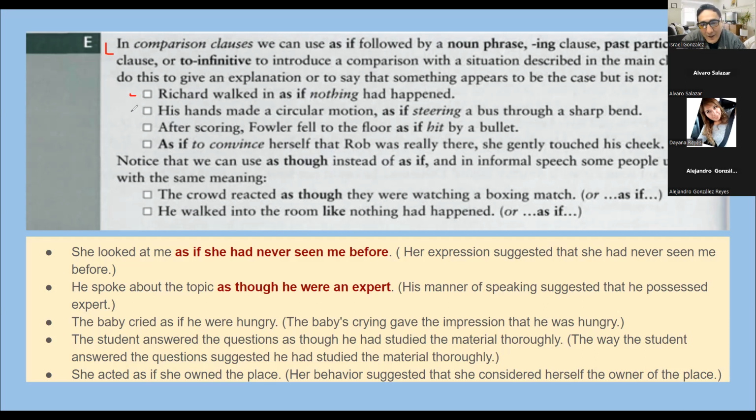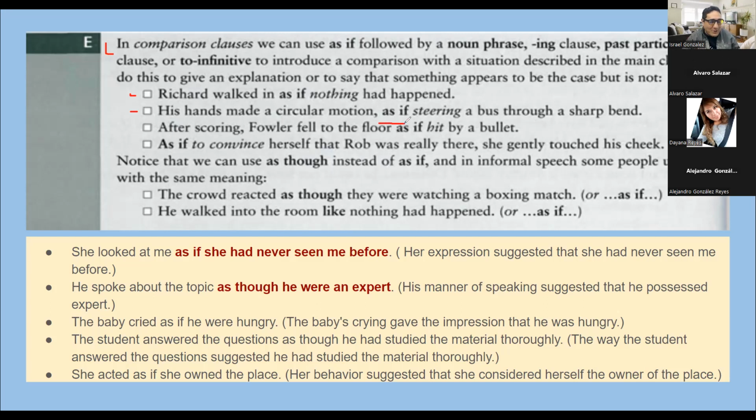Okay, next one. Diana, please. Next example. Yes, teacher. His hands made a circular motion as if steering a bus through a sharp bend.